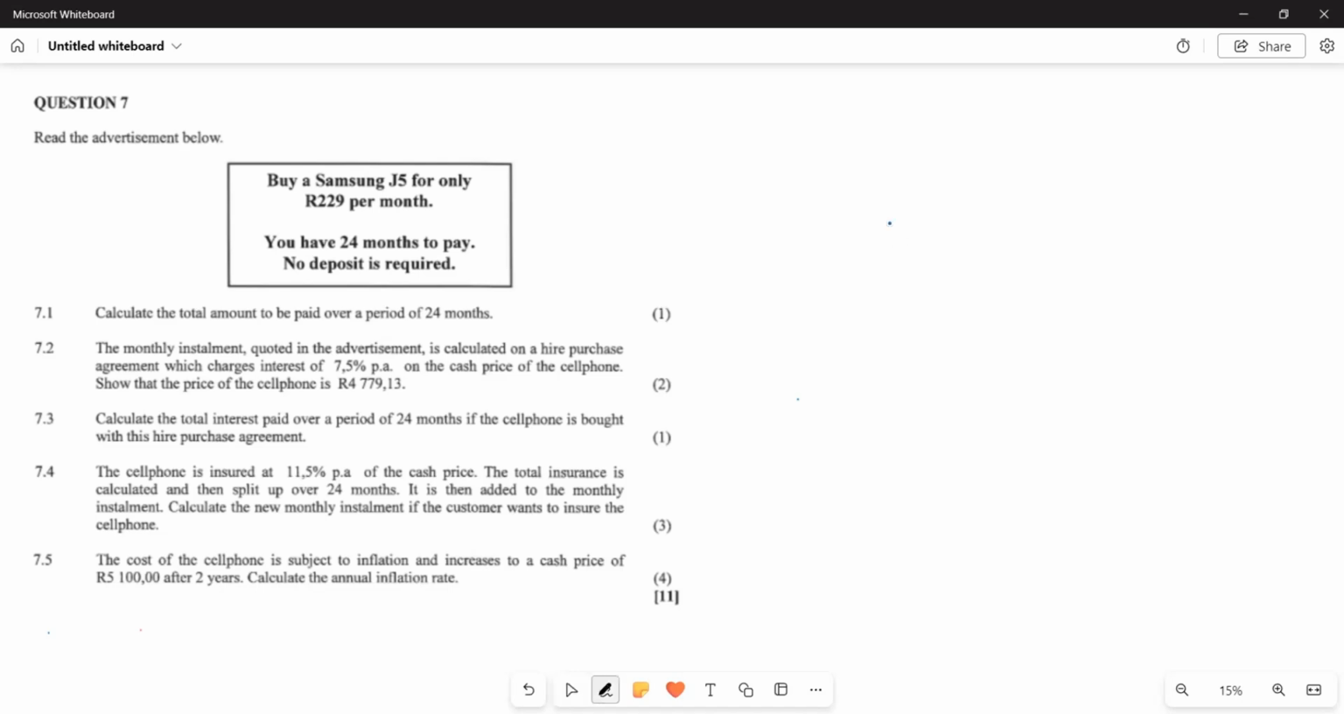What we are going to be looking at today is a paper, which I think is November 2018. We are going to look at this particular paper and see what we can do there in terms of financial maths.